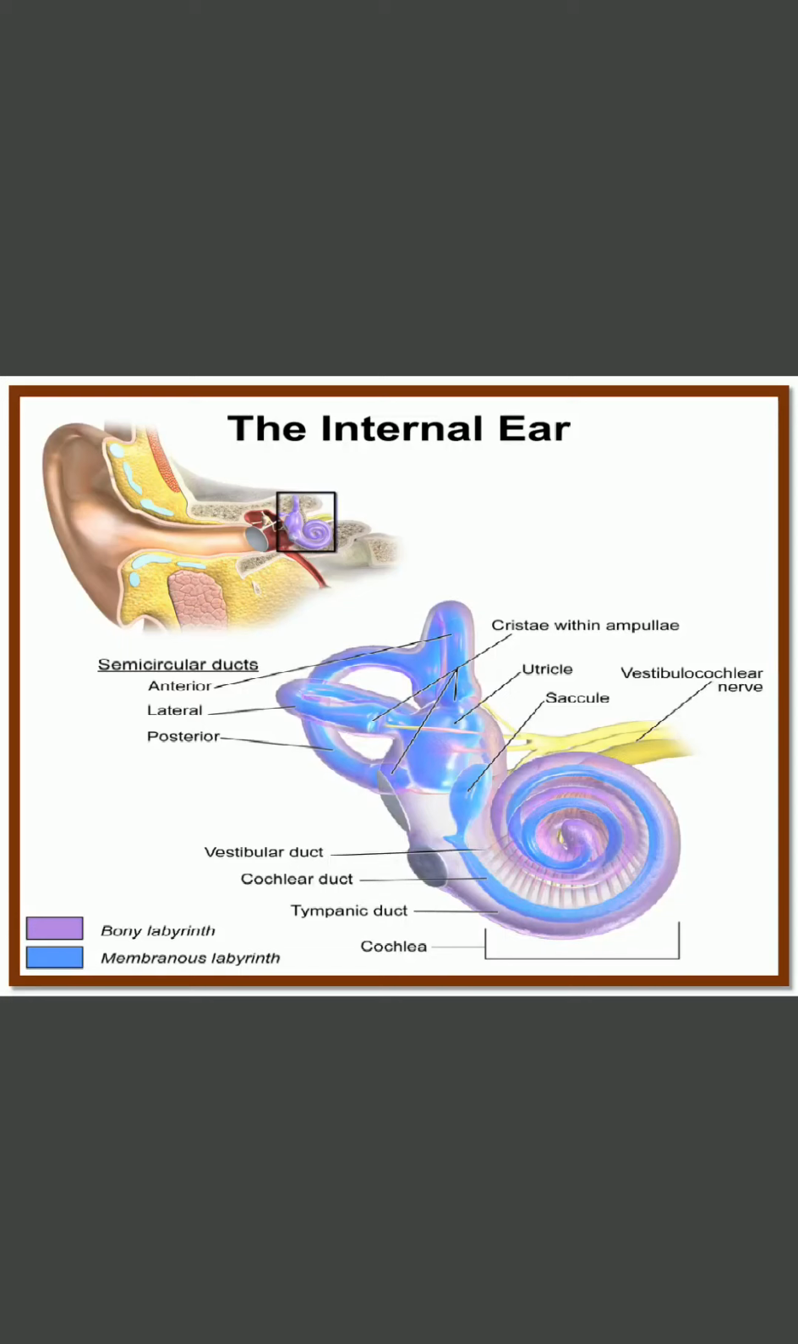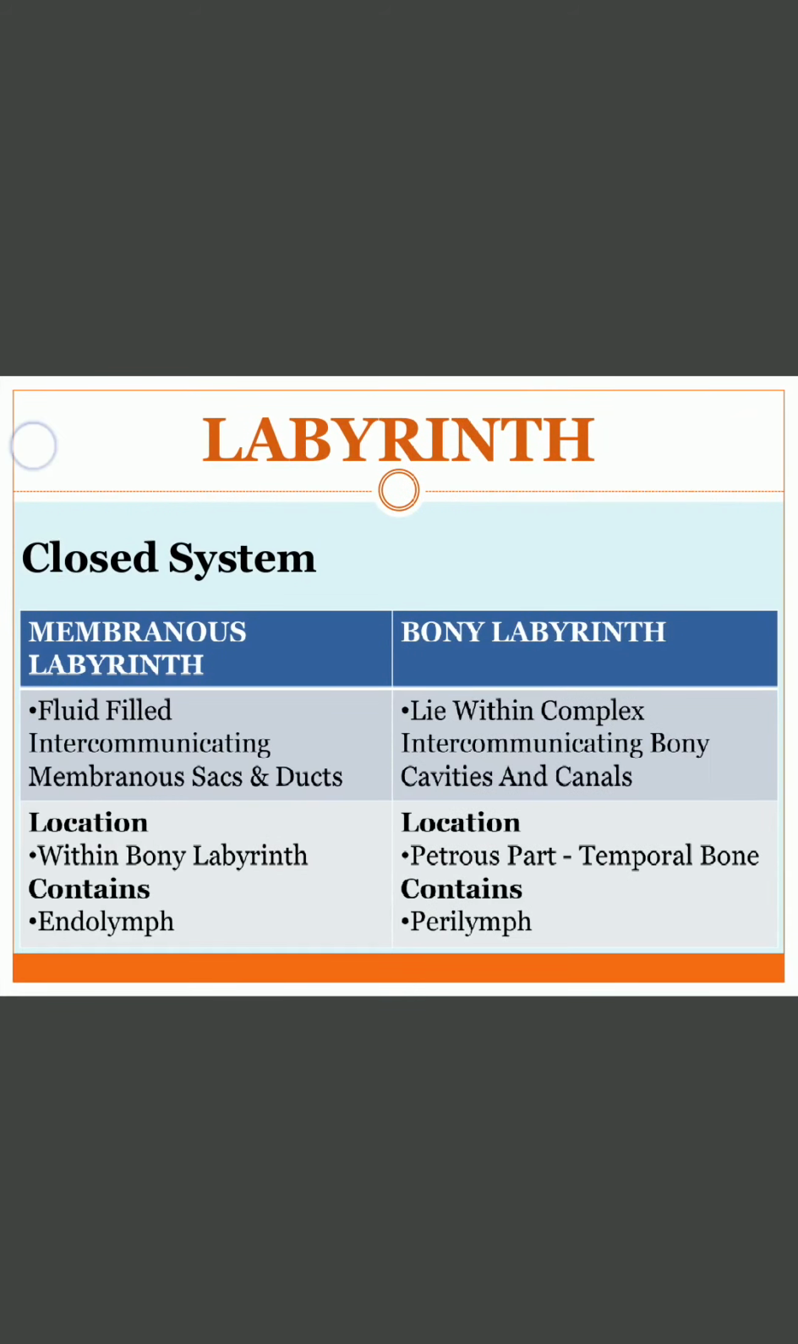Good morning, students. In today's lecture, we will discuss the anatomy of the internal ear. Internal ear is also known as labyrinth. Why labyrinth? Because it is a very complex network-like structure. It is a closed system. It contains membranous sacs and ducts within bony cavities and canals. So it is a complex network structure.